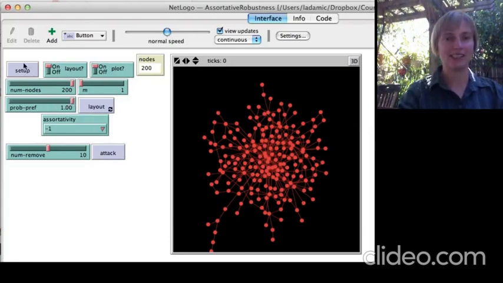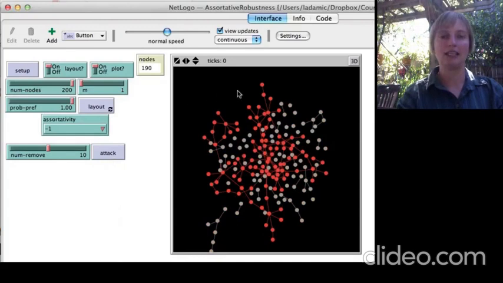So let's try and attack this. The way that we're going to attack it is we're going to select the 10 highest degree nodes, and we observe what happens to the network.